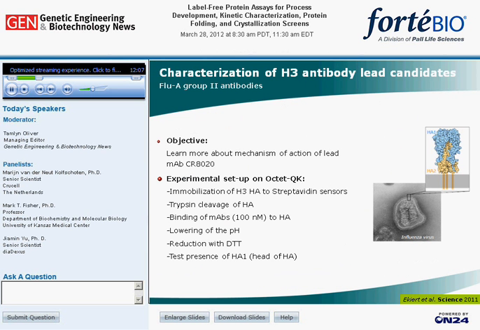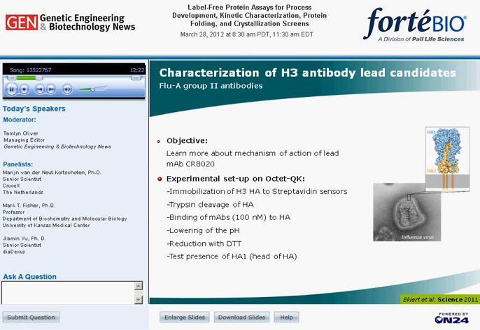Apart from binding strength, other information can also be obtained using the Octet, for example about the mode of action of our antibody candidates. In the current example, the fusion mechanism of the flu variant to the target cell was mimicked on the sensor.